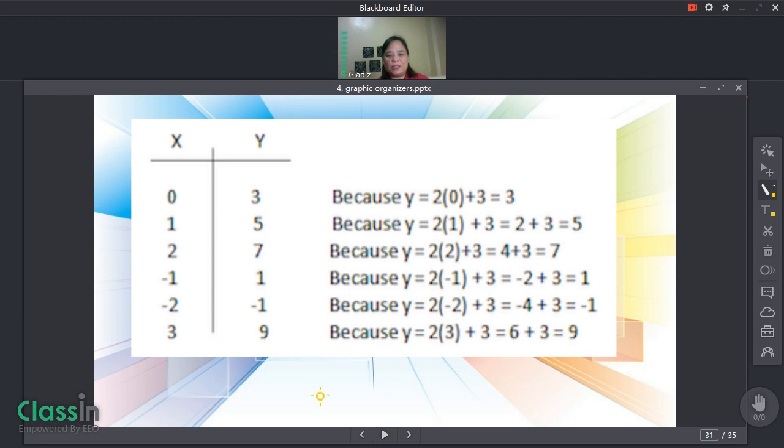And then next we have this. We have the X and Y. So what have you observed, class? This is a T chart. Yes, it is a T chart. Have you seen the T chart? It has the letter T there, to give the X and then the Y.